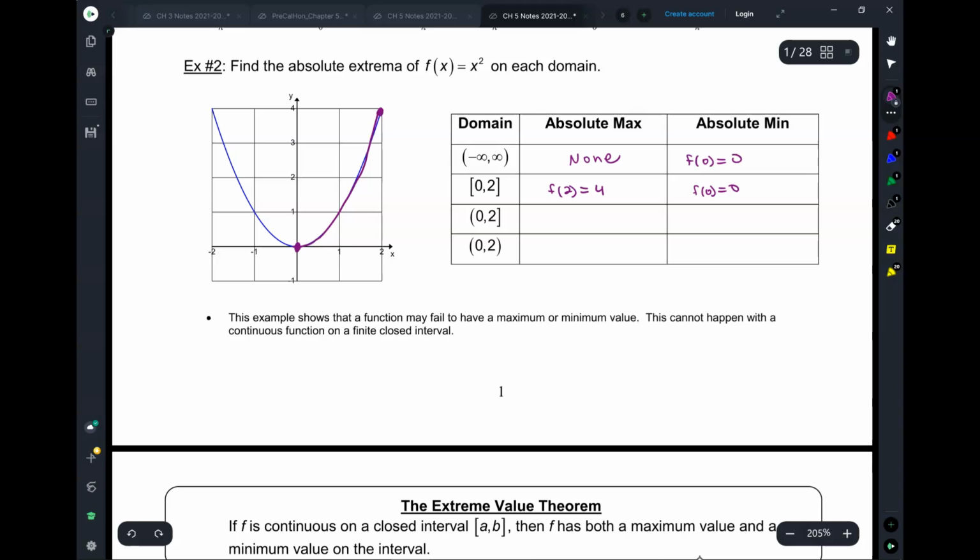What about f of negative? No, that's not in the domain. Okay, negative 2 is not, okay.